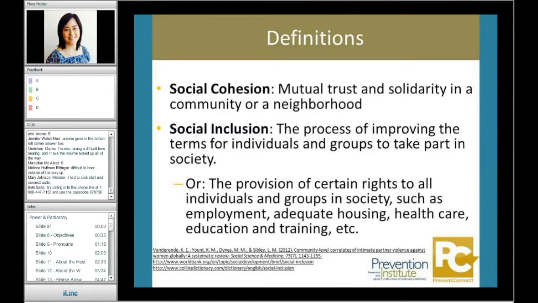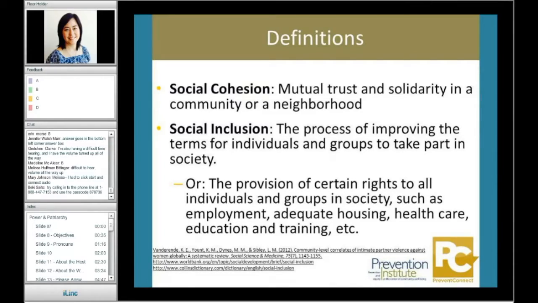And social inclusion, the World Bank defines as the process of improving the terms for individuals and groups to take part in society. Another definition is the provision of certain rights to all individuals and groups in society, such as employment, adequate housing, healthcare, education, training, etc. So it's pretty broad.